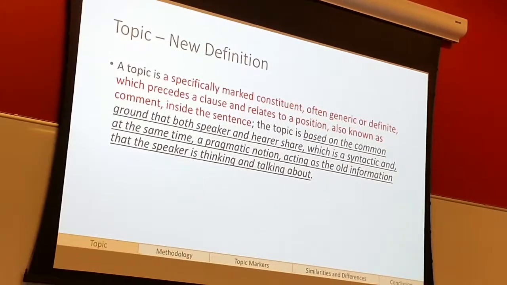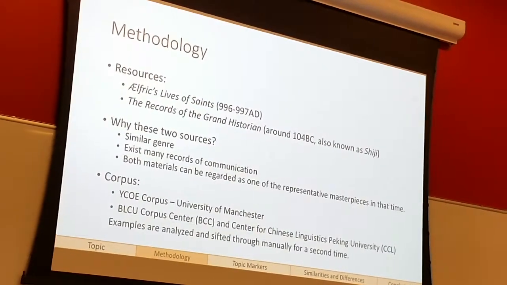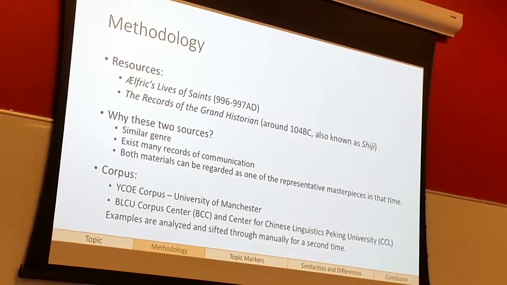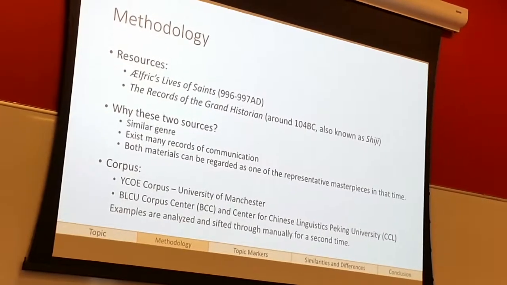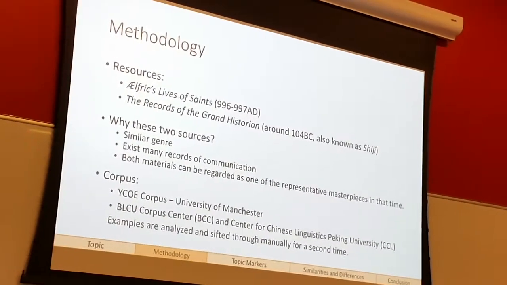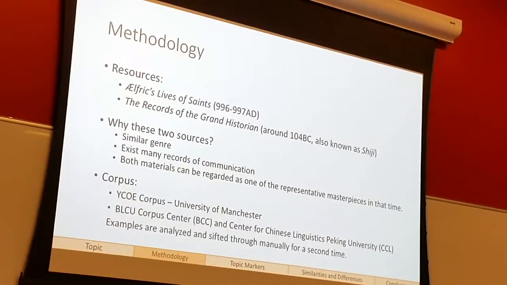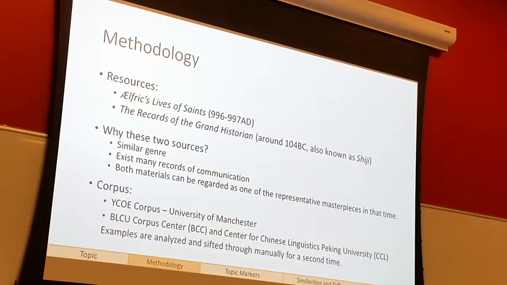So let's go to the methodology, which is my second part. The resources I'm using are 2 books. The first one is Alfred's Playful Sayings from 996 to 997 AD. And the second book I'm using is the Records of the Grand Historian, whose timeline is around 104 BC, also known as Shiji.